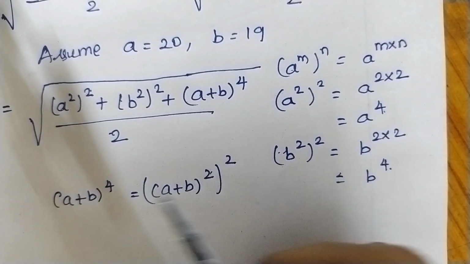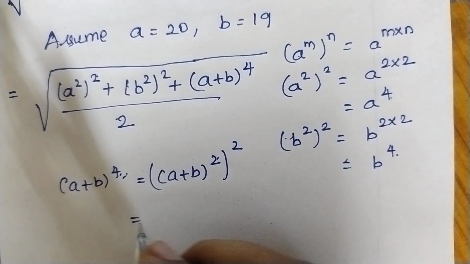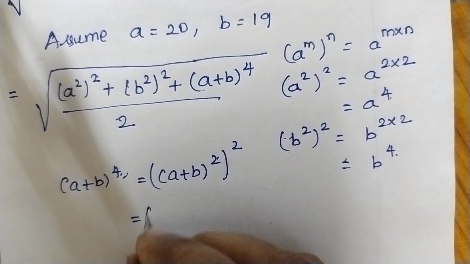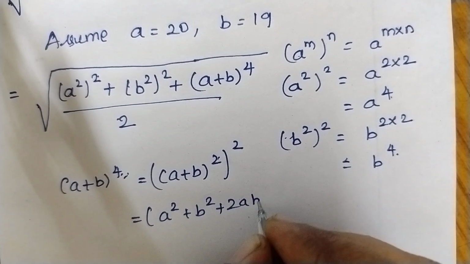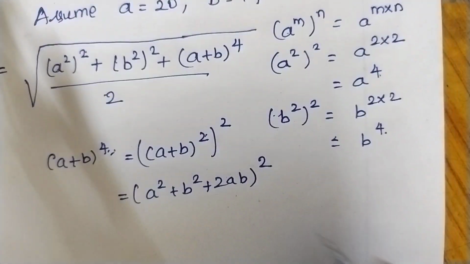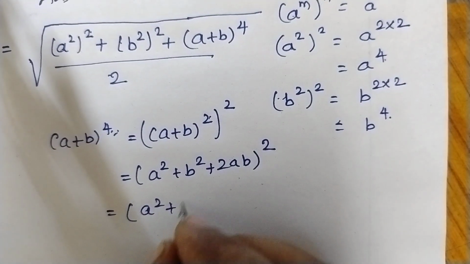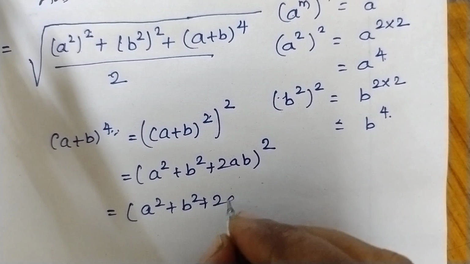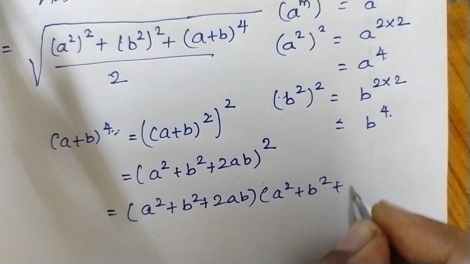So if we multiply these two, I will get 4. So we can also write it like this. So therefore it is equal to A plus B whole square, the formula is A square plus B square plus 2AB, whole square. So which means we can write this as A square plus B square plus 2AB into A square plus B square plus 2AB.